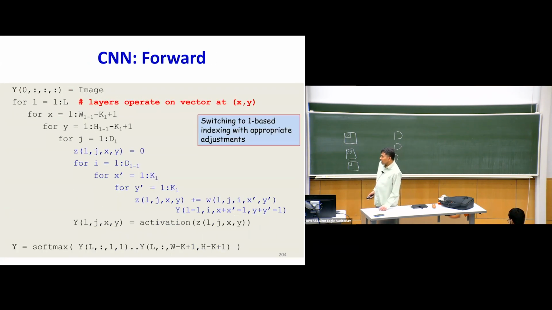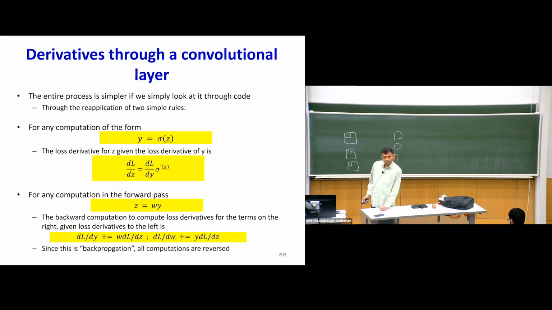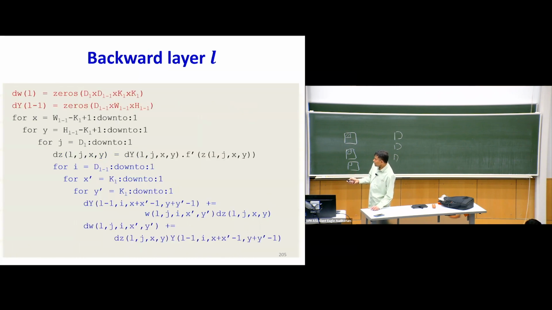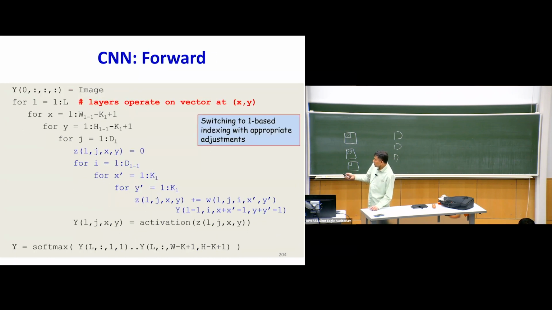Now to compute the derivatives, I'm just going to use these rules. Remember, this is backprop, right? So I'm going to unwind. The order of the loops stays the same, but within each loop, instead of going from the top to the bottom, I'm going to go from bottom to top. So this one is now going from L to 1, right? You're going from the outermost layer to the innermost layer.